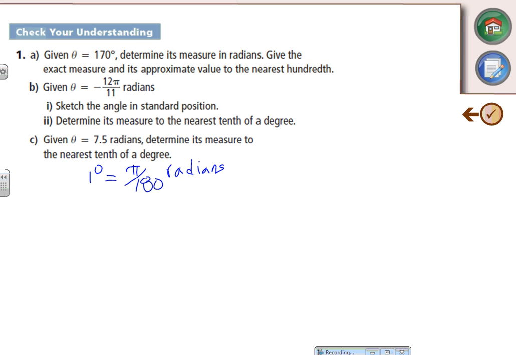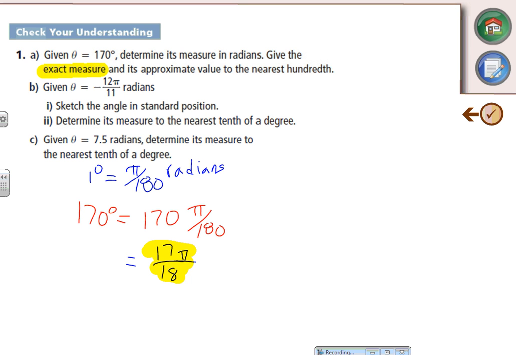So in order to do this, we're saying we have 170 of those degrees. So that means 170 degrees is going to be 170 times pi over 180. And now just take it down into lowest terms, which is 17 over 18 pi. Just take your 170 over 180 down into a lowest terms fraction. That's the exact value. So when they ask for the exact measure, this is the exact value. Still got a pi involved in it.